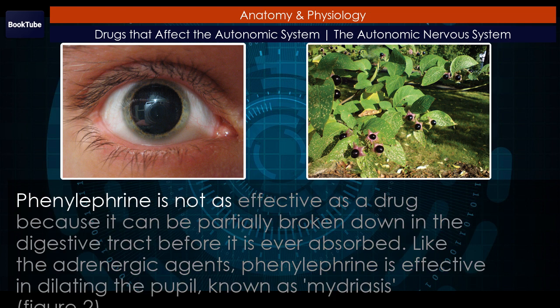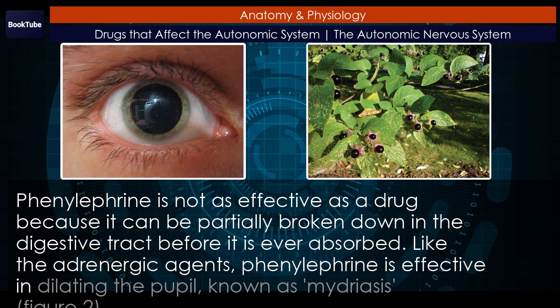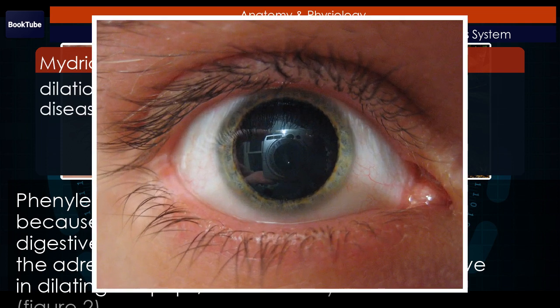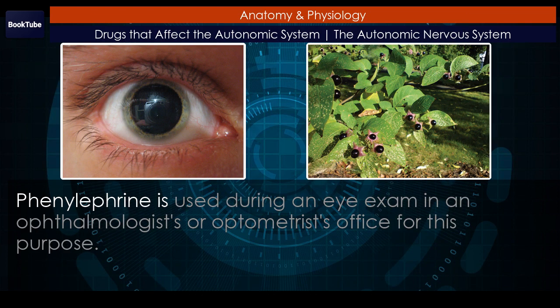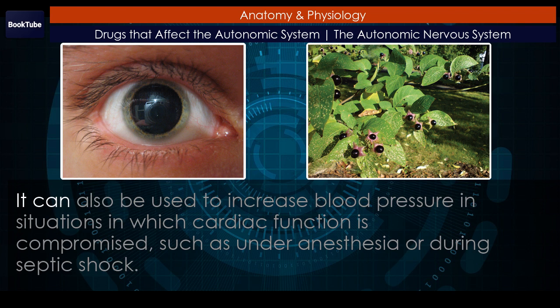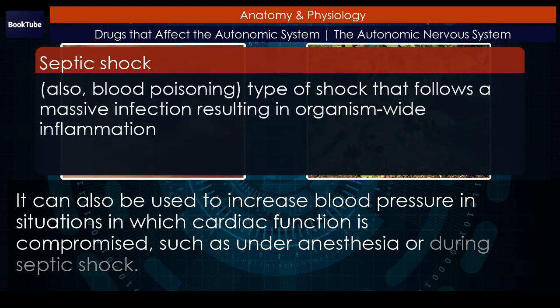Phenylephrine is not as effective as a drug because it can be partially broken down in the digestive tract before it is ever absorbed. Like the adrenergic agents, phenylephrine is effective in dilating the pupil, known as mydriasis. Figure 2. Phenylephrine is used during an eye exam in an ophthalmologist's or optometrist's office for this purpose. It can also be used to increase blood pressure in situations in which cardiac function is compromised, such as under anesthesia or during septic shock.